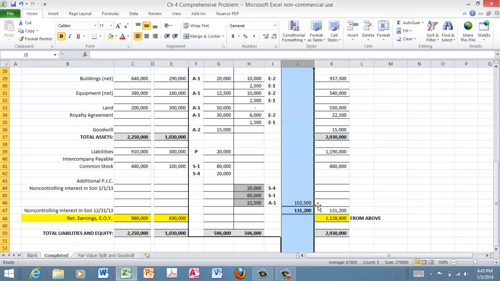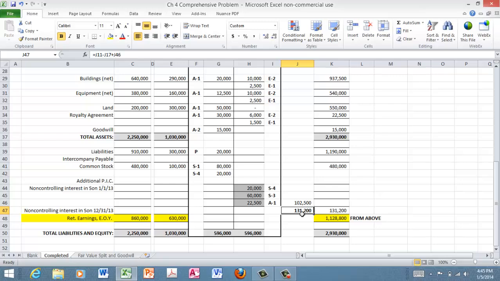You're only doing this here on the spreadsheet when you're in practice. But look what happens. We've got the total of our non-controlling interest in this column here, and it's going to drop over in our equity section to complete our balance sheet for the consolidated totals.